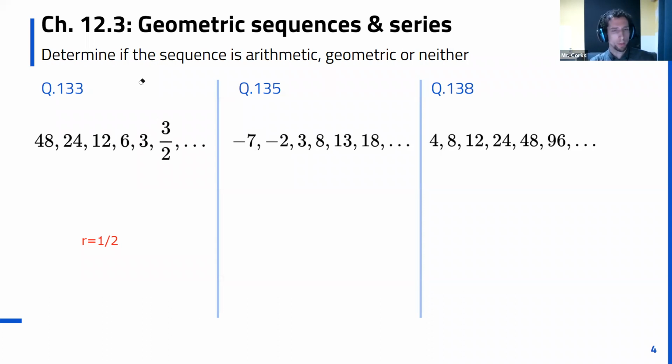Our second one, what do we have? Arithmetic. And what are you seeing there? Because the common difference is +5. Okay, so our d value is 5. We can see that: +5, +5, +5 with each of those. What about the third one? None of them.